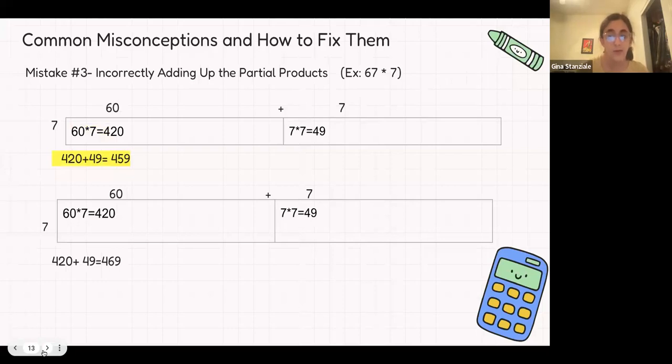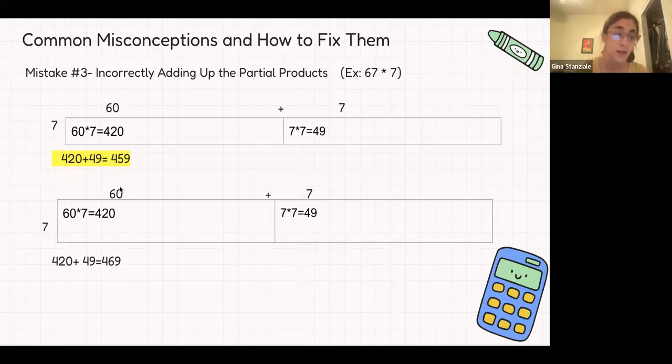And the final mistake students often make is they incorrectly add up the partial products. So they'll do the multiplication perfectly to get the partial products, but when they add the partial products together into the final product, it's wrong. So we see here in this example, 60 times 7 is 420. 7 times 7 is 49. They got that right. 420 plus 49 equals 459.